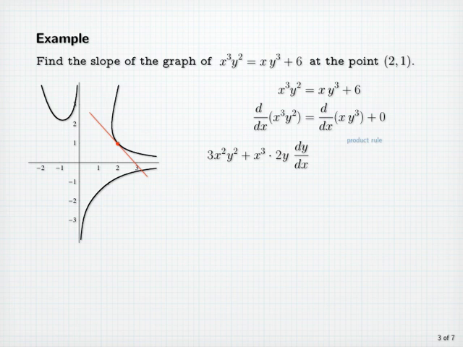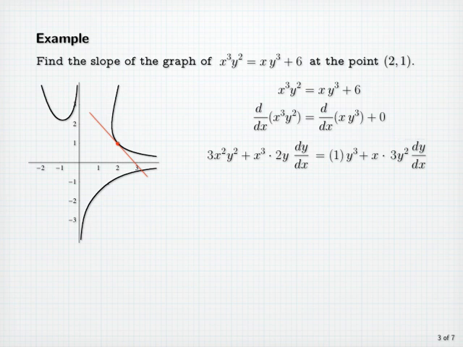Similarly, on the right-hand side, we use the product rule. The derivative of x is 1, so we multiply that by y cubed, and then add x times the derivative of y cubed with respect to x, which is 3y squared, times dy/dx.